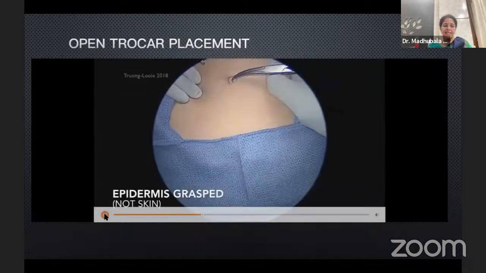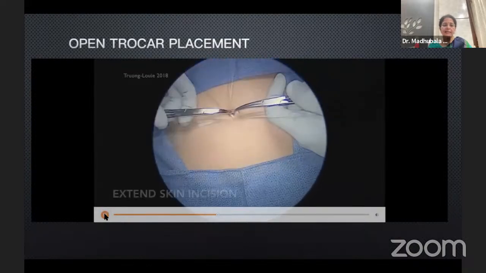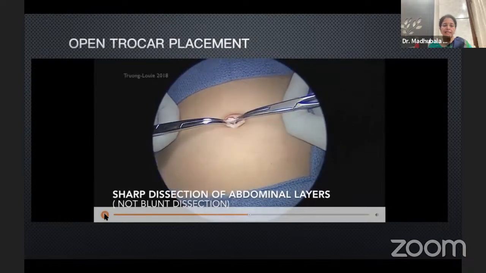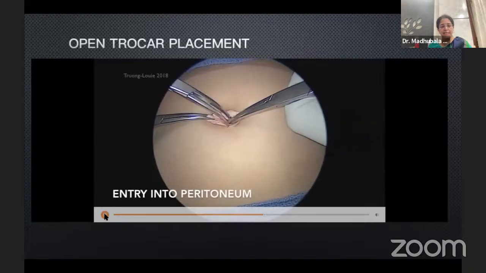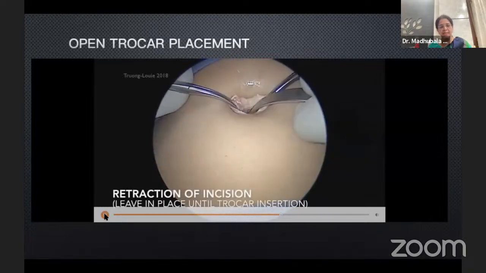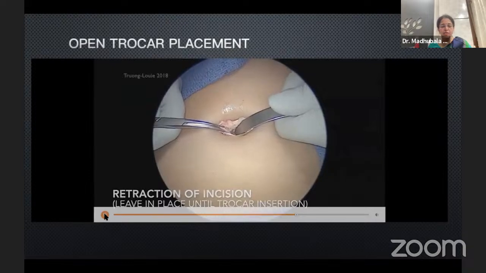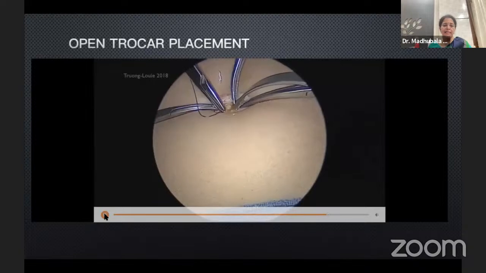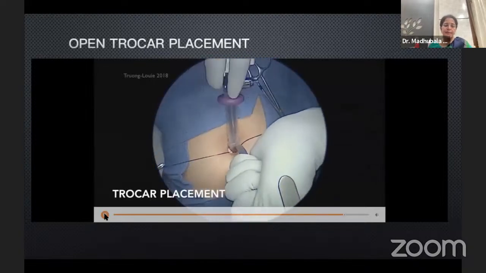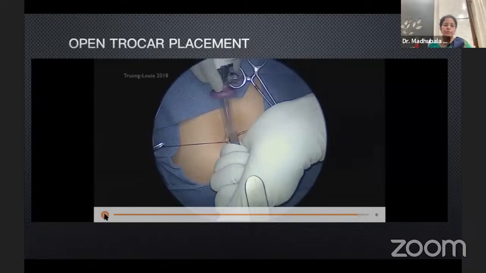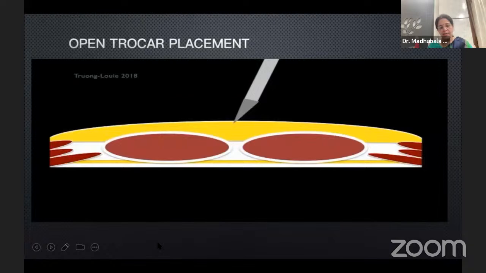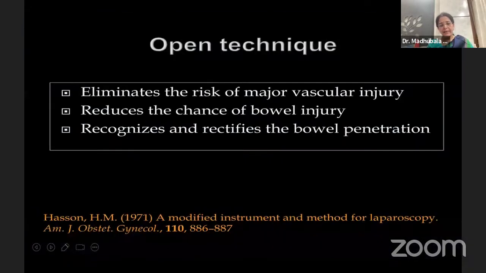A vertical incision is created, the epidermis is incised and pulled in, and the extension of the skin incision is done. A sharp dissection is done through the abdominal layers. There is no blunt dissection, and the peritoneum is held with instruments and opened directly under vision. The fascia is held with suture materials, and then the trocar is introduced. These suture materials help to slow down the gas flow, keep the trocar in place, and reduce the air leak also.